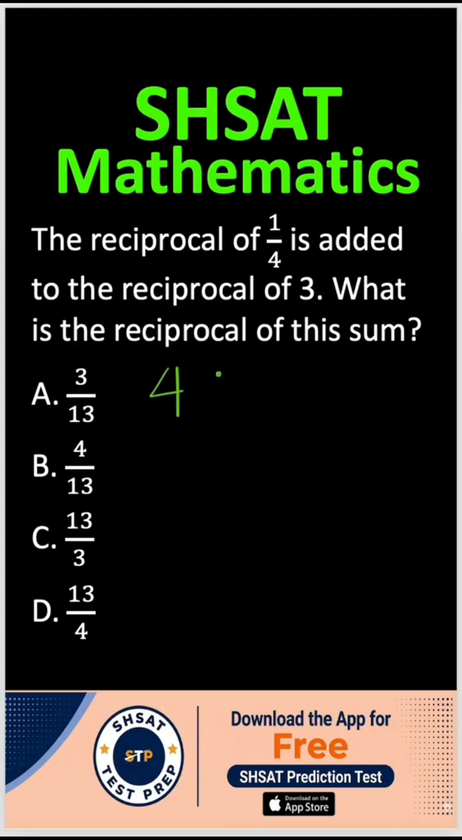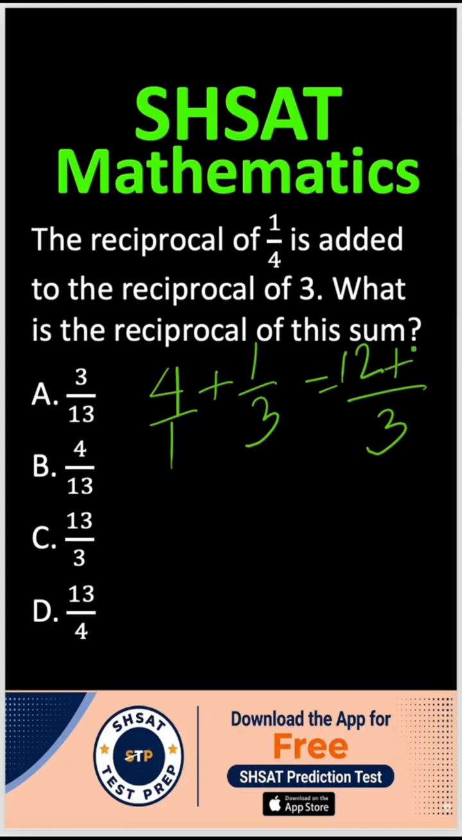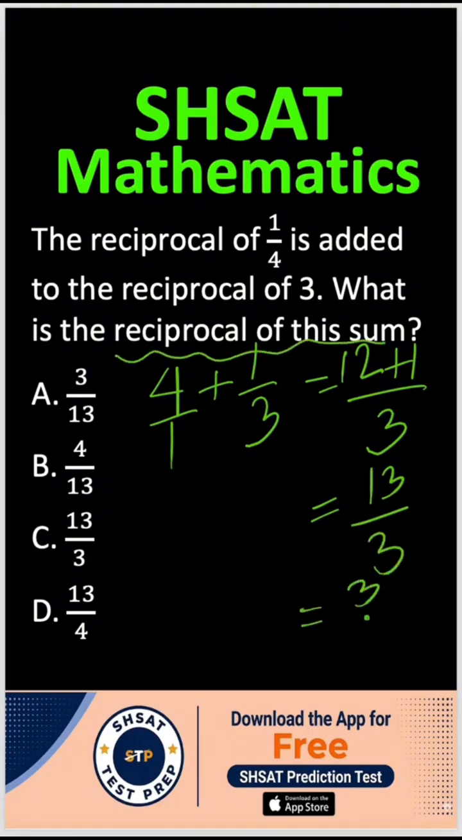And the reciprocal of 3 is 1 over 3 if we flip it. So we imagine that there is a 1 here and the LCM of 3 and 1 is 3. Now 3 divided by 1 gives us 3. 3 times 4 gives us 12. And 3 divided by 3 gives us 1. 1 times 1 gives us 1. So 12 plus 1 is 13. So that's 13 over 3. Now we need to find the reciprocal of the sum. So we need to flip this, which is 3 over 13. And with that, the final answer is option A.